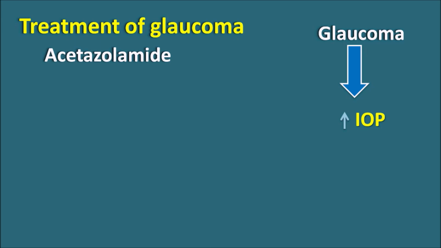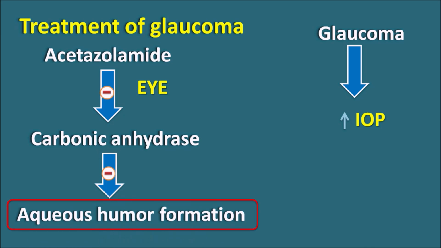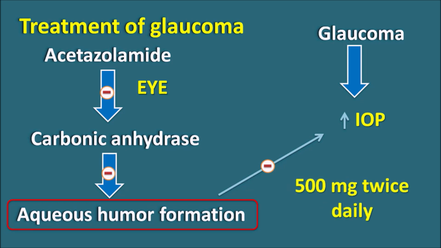Acetazolamide can specifically act on the eye, and it inhibits the carbonic anhydrase enzyme within the anterior chamber of the eye. Thereby, it can decrease the aqueous humor formation within the eye. As the aqueous humor is not formed, it can reduce the intraocular pressure. So that's why acetazolamide can be given in open angle glaucoma, where it can be used at a dose of 500 mg twice daily.